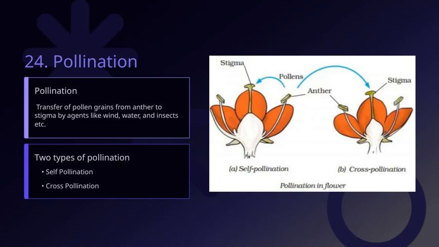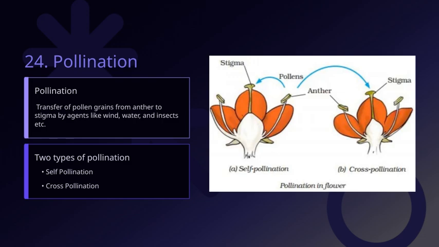Today, we're going to talk about pollination, which is a crucial part of plant reproduction. There are two main types of pollination: cross-pollination and self-pollination. Cross-pollination happens when pollen grains are transferred from the anther of one flower to the stigma of another flower, often with the help of agents like wind, water, or insects. This process promotes genetic diversity, which is beneficial for the health of plant populations.